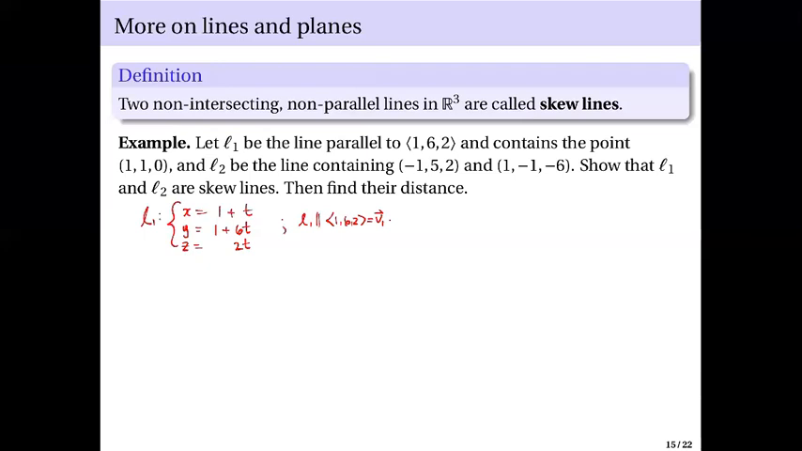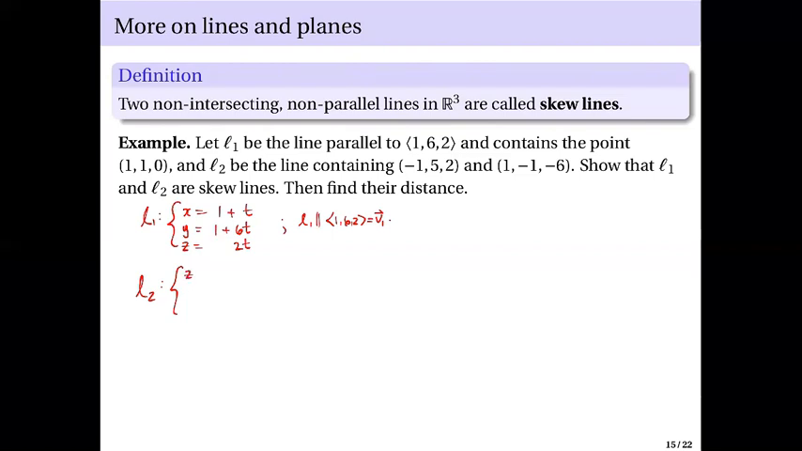For L2, we are given 2 points, but we can get the difference between these 2 points to get the vector. Okay? And then we use one of the points for this part here.